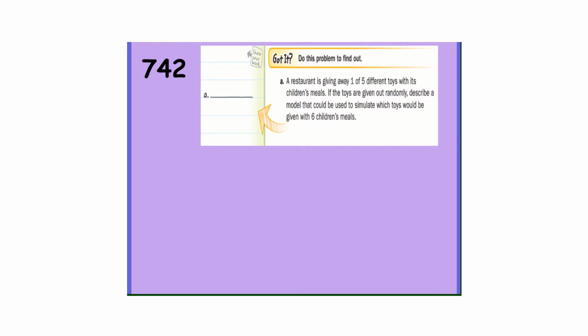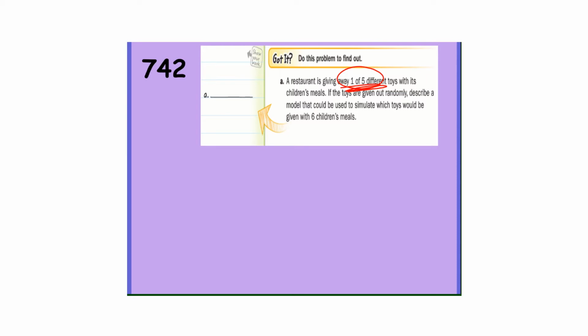So letter A here. A restaurant is giving away one of 5 different toys. If the toys are given out randomly, describe a model that could be used to simulate which toys would be given out with 6 different meals. So 5 toys. Not a lot of things that we've done come out to 5. I think about rolling a number cube. Those are usually 6. I think about coins. If we have 1 coin, that's 2 outcomes. If we have 2 coins, that's 4 outcomes. If we have 3 coins, that's 8, not 5. We need something with 5.